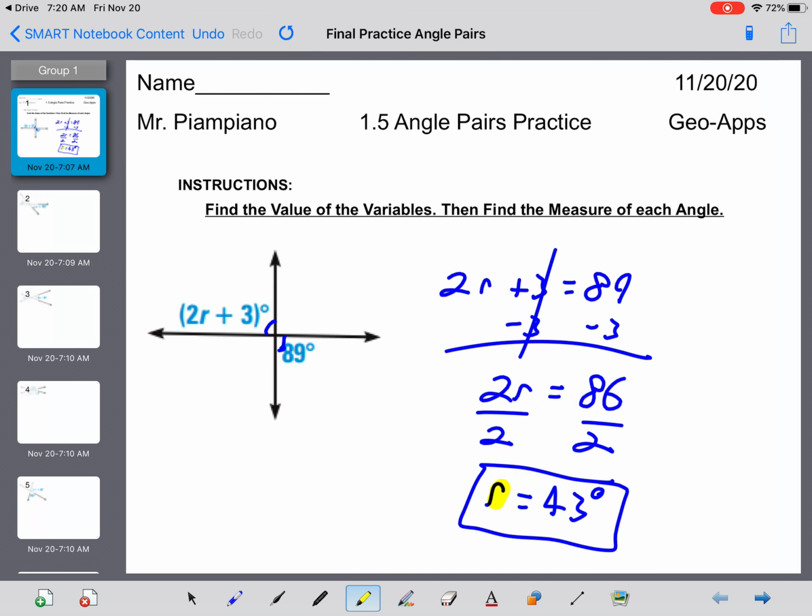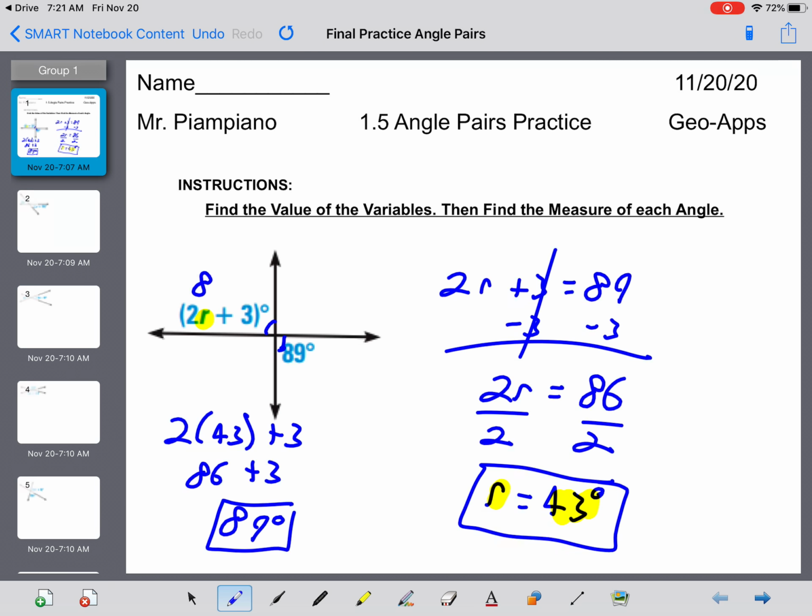Okay, now we need to take the value of r, which is 43, and plug it in for r in the angle. 2 times 43 plus 3. 2 times 43 is 86. 86 plus 3 is 89 degrees. Okay, and that's correct because you know vertical angles are congruent, so they should be the same.